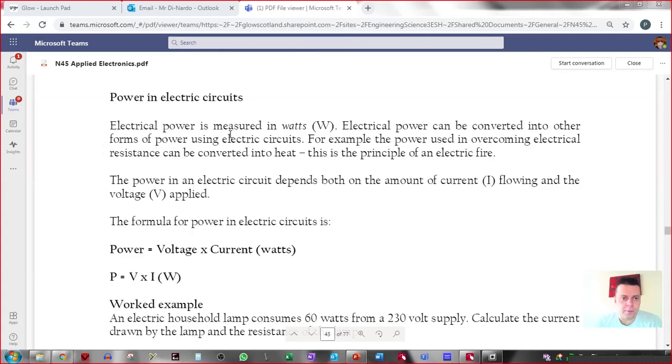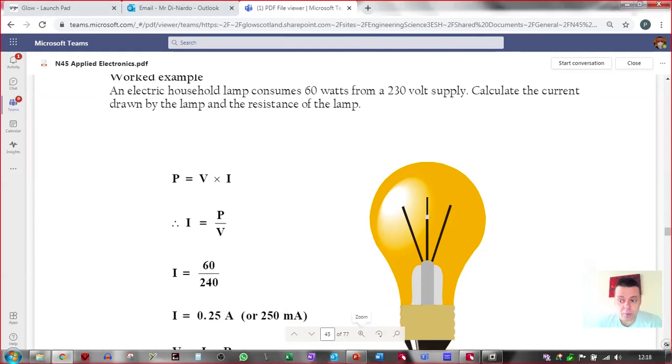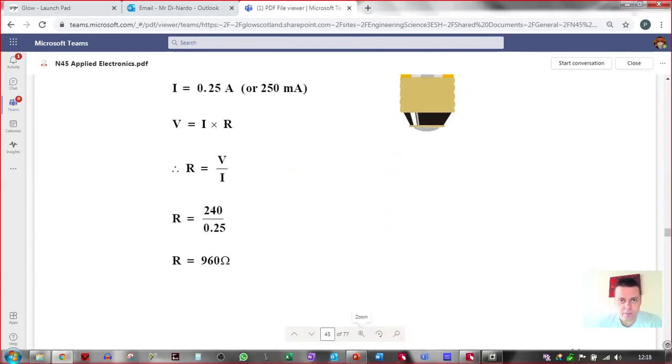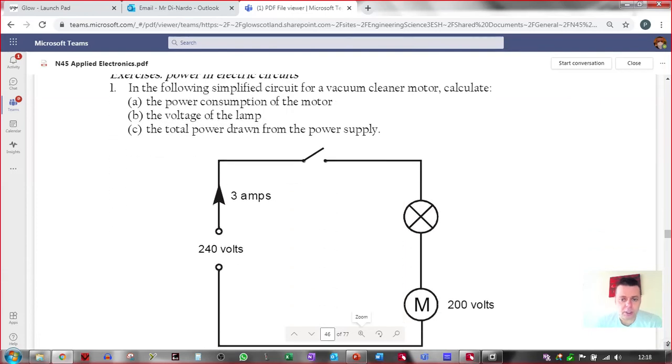Right, so power and electric circuits. There's the equation there, and again you can refer to the data book for that. Read through these examples, copy down the worked examples, and then you've got questions on power. And you can see how simple it is.